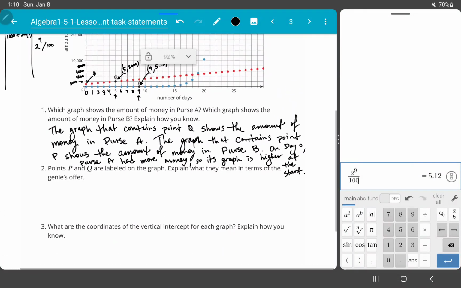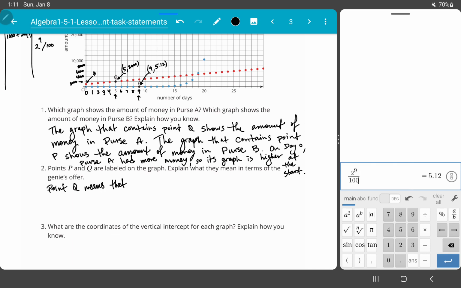Okay, so what does that mean? Let's do point Q first. Point Q means that purse A contains $2,000, 5 days. Actually, I'm going to rewrite this so that I use the x value first and then the y value.